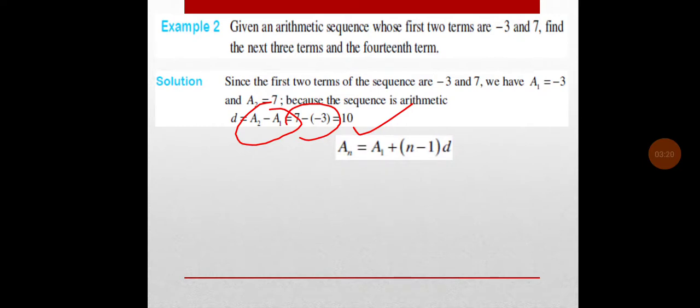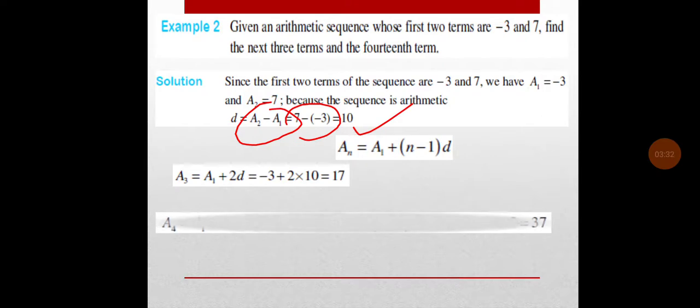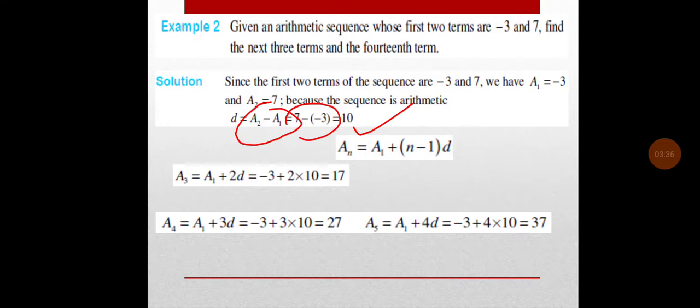Then the nth term in general will be a1 plus n minus 1 times d. So the third term will be the first term -3 plus 2 times the common difference, which is 10 already. So it will be 17. And the fourth term, also the same process: the first term plus 3 times 10, and the fifth term, the first term plus 4 times the common difference.